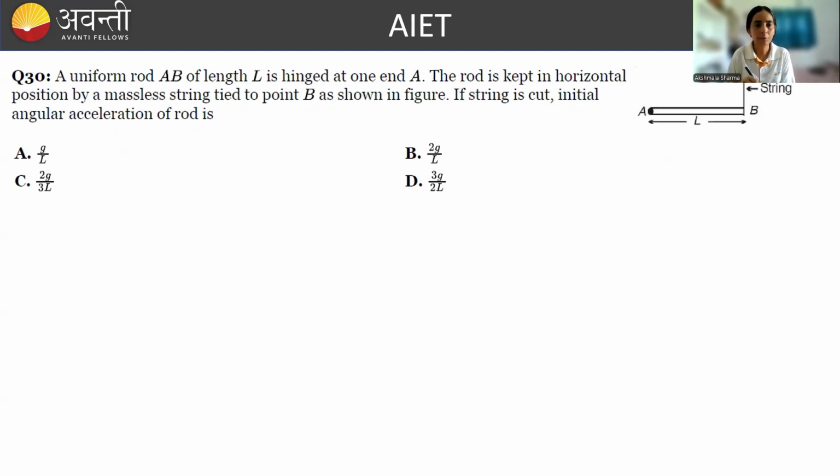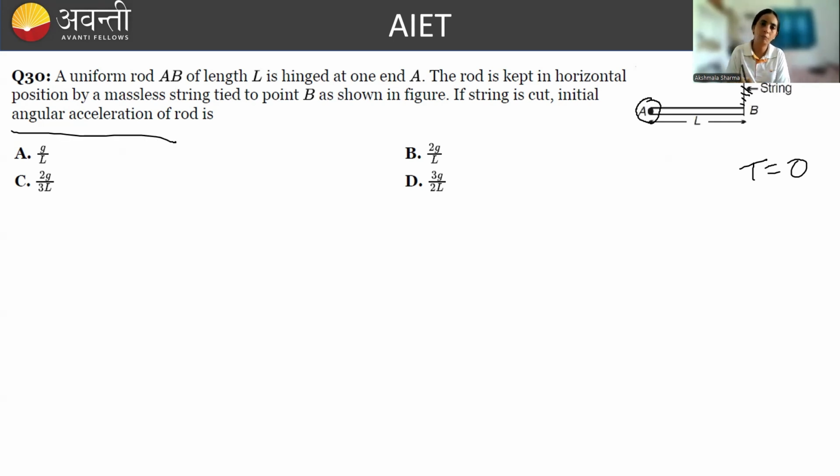Chalo. Now, a uniform rod AB of length L is hinged at one end A. Okay. It is hinged means this point is fixed. The rod is kept in horizontal position with the help of a string. Here you can see if the string is cut, the moment the string gets cut, the tension force in the string will become zero. And we have to find the initial angular acceleration of the rod.